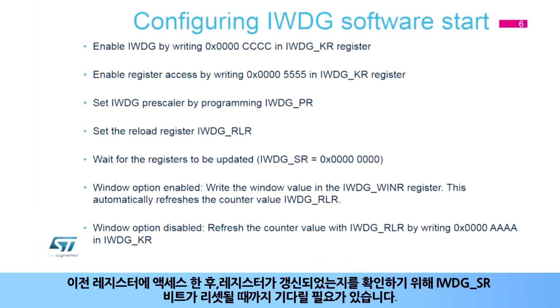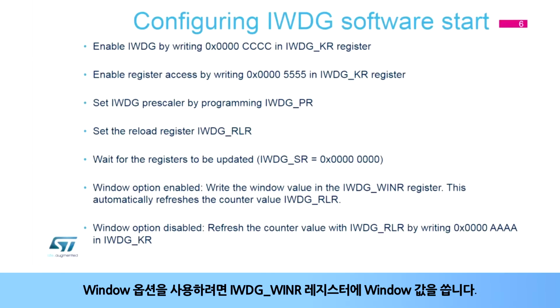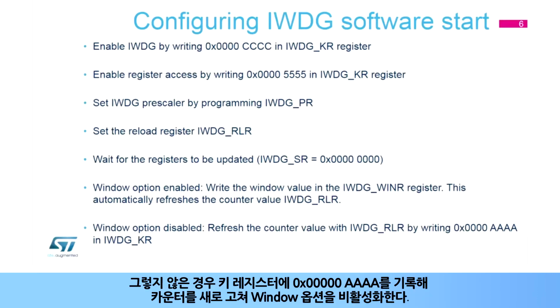After accessing the previous registers, it is necessary to wait for the IWDG SR bits to be reset in order to confirm that the registers have been updated. Two options are now available: enable or disable the IWDG window option. To enable the window option, write the window value in the IWDG WinR register. Otherwise, refresh the counter by writing 0x0000 AAAA in the key register to disable the window option.